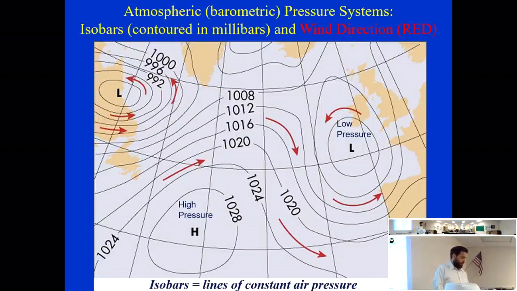What is wind direction relative to the pressure gradient force? It's perpendicular, a 90-degree angle. And in the northern hemisphere, it's 90 degrees to the right. In the southern hemisphere, it's 90 degrees to the left. Okay? So we all got that? Does that all make sense?